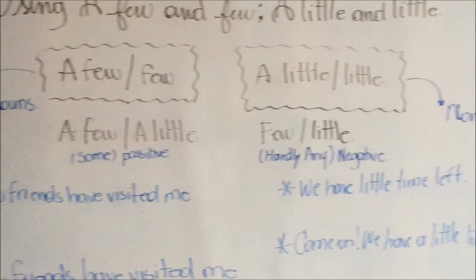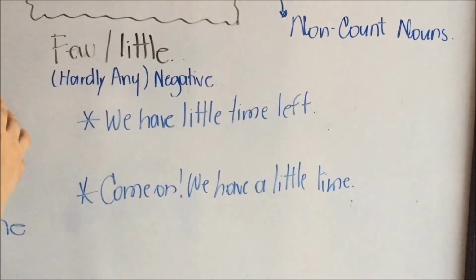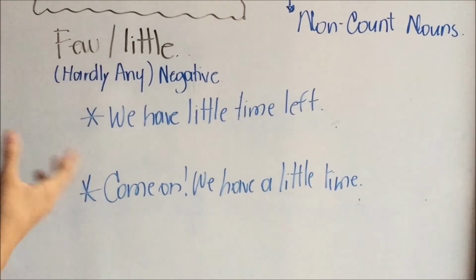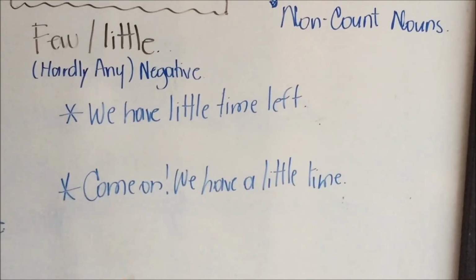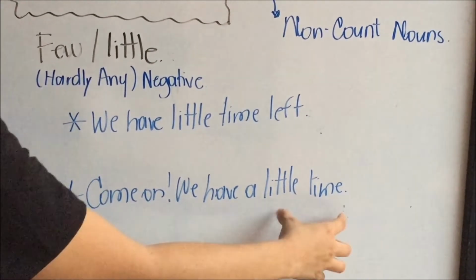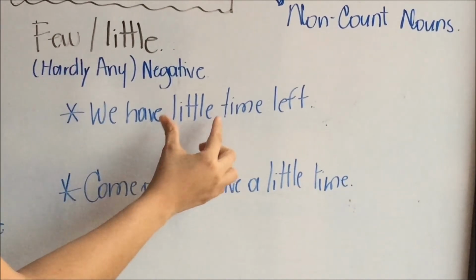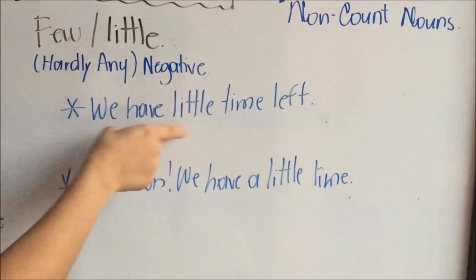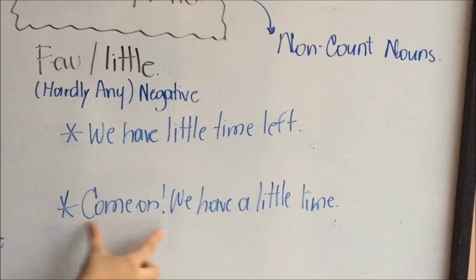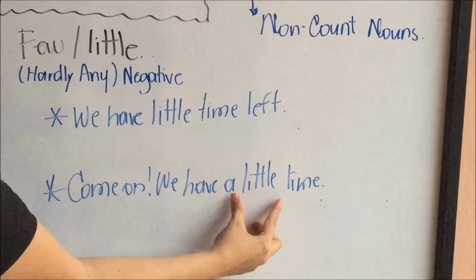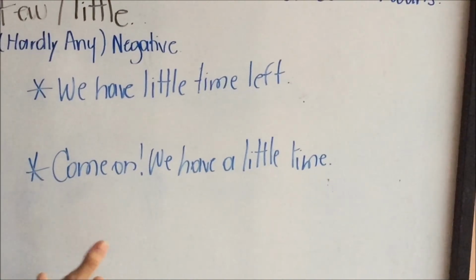Now, we are going to look at other examples. First one, a soccer team was playing and they say, we have little time left. And a cheerleader says, come on, we have a little time. So in the first one, we are expressing a negative idea, little, that something is absent. And in the second one, come on, we have a little time. So it's something positive, it gives a positive idea of something.